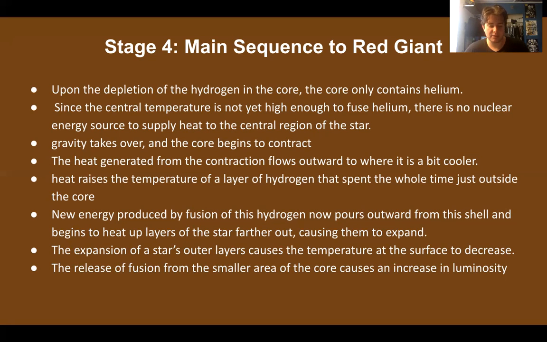The expansion of the star's outer layer causes the temperature at the surface to decrease. As it cools, the star's overall color becomes red. This is why the star in this stage is known as a red giant. In comparison to the main sequence, a red giant will reside in the upper right of the diagram due to its low surface temperature and high luminosity.